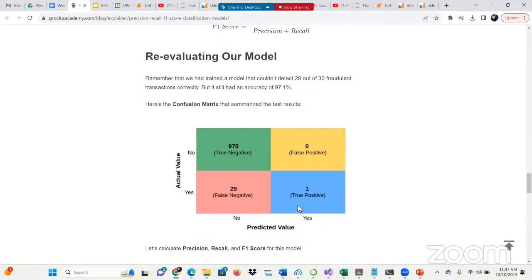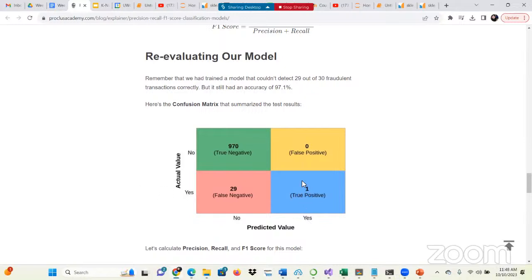The recall score asks: for all those fraudulent transactions, how many did it predict? Only one. There are 30 fraudulent transactions actually, and it only predicted one. So it's a very bad model actually. That's why we have to look at not just the accuracy score, but the precision and the recall score as well.